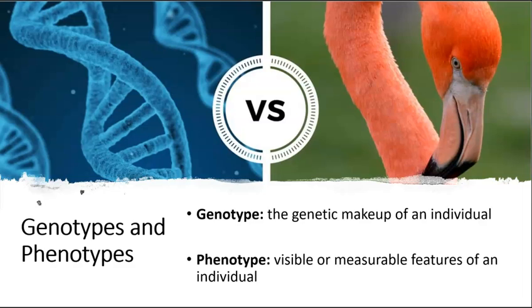Two alleles for a given gene in a diploid organism are expressed and interact to produce physical characteristics. The genotype is the underlying genetic makeup consisting of both the physically visible and the non-expressed alleles. So again, this is the genetic makeup of an individual. Whereas the phenotype is the visible or measurable features of an individual. These are the traits that are expressed by an organism.